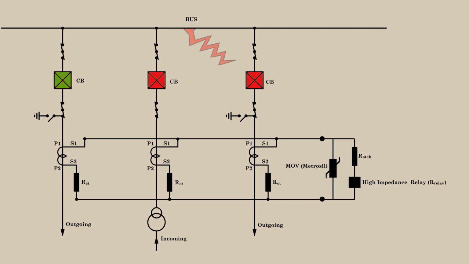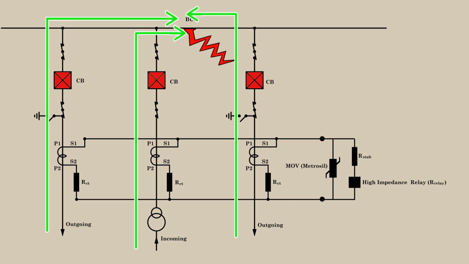Now suppose a fault occurs within the bus. At that moment, all the feeders, irrespective of incoming or outgoing, will feed the fault point. Because all the feeders, including the outgoing feeders, are also connected to the power network in some way. This outgoing feeder, the incoming feeder, and that outgoing feeder, in our example 3 in total, together will feed the faulty point on the bus.